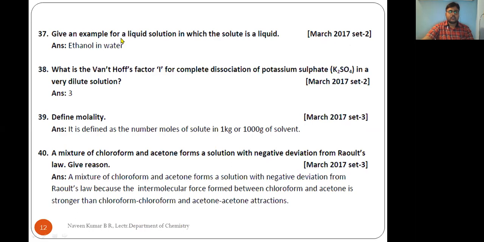Give an example for a liquid solution in which the solute is a liquid. Liquid solution means the solvent is liquid, and the solute is also liquid. Any miscible liquids you can take. Ethanol in water is the best example we discussed.